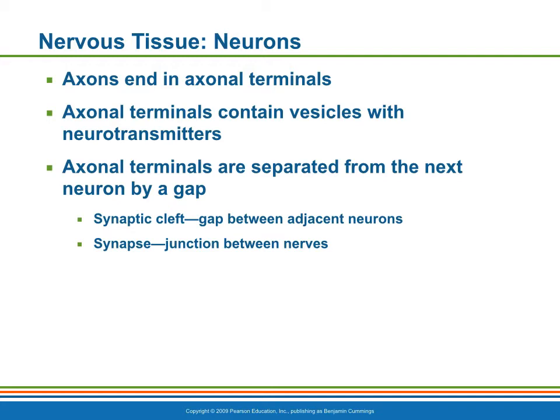Remember this. Each axon terminal is separated from the next neuron by a tiny gap called the synaptic cleft. Such a functional junction is called a synapse. A synapse is the junction between those two nerves. Although they are close, neurons never actually touch other neurons. Please remember.